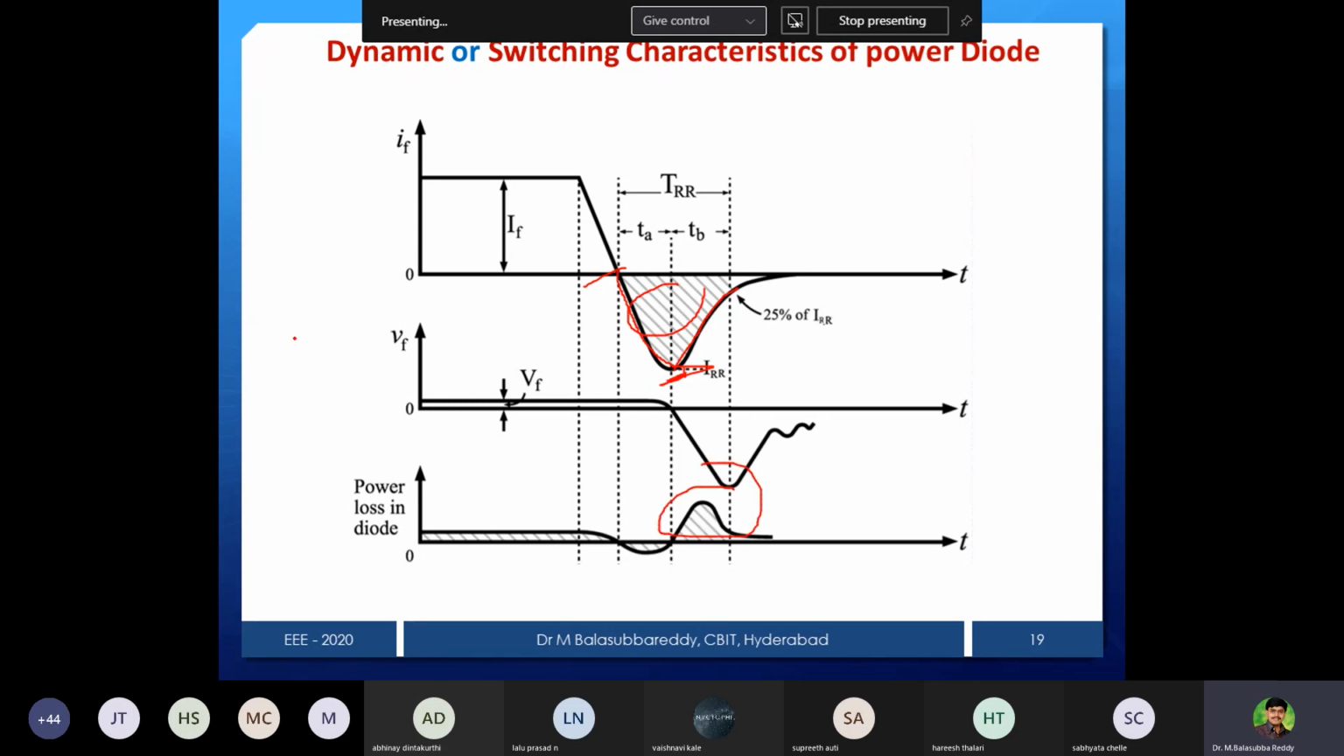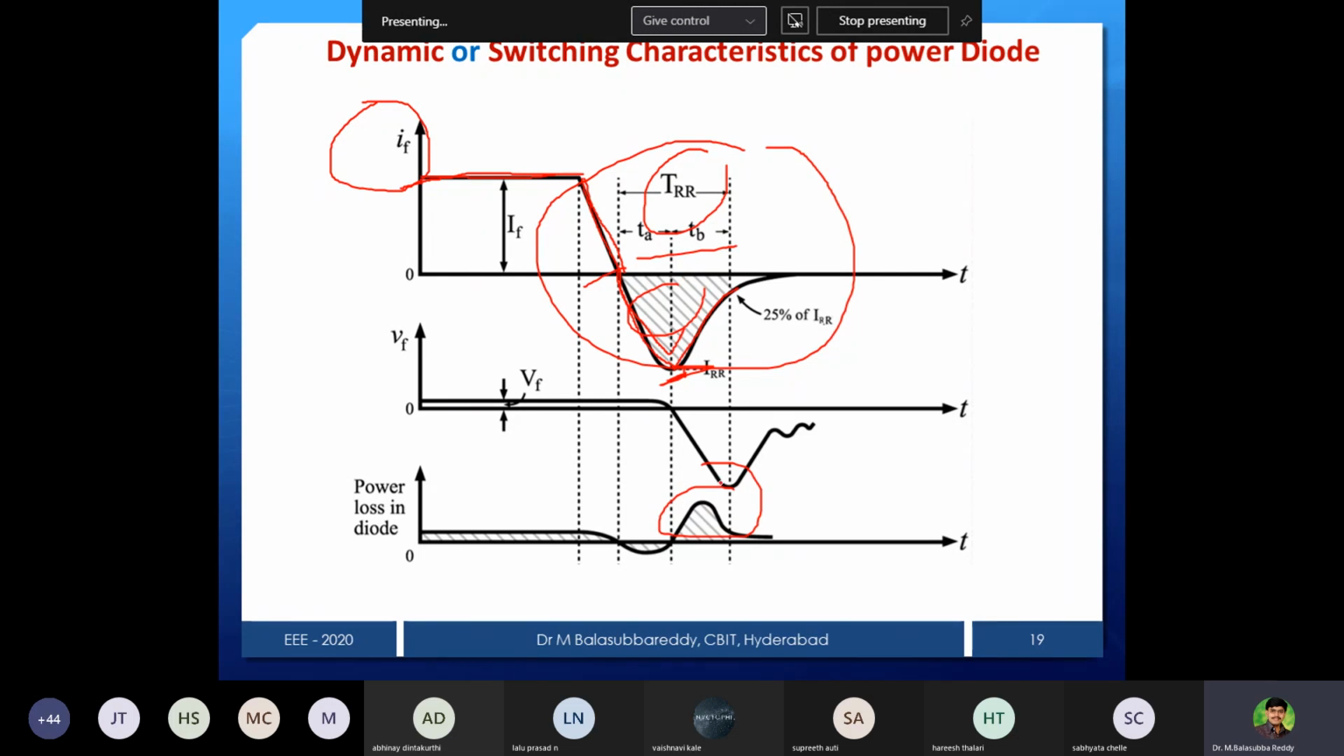Initially, I will show the theory part that I also added. There is a forward current because the device is in the on state. It will carry some current, be it the load current or whatever current you apply to that particular device. Then the reverse voltage is applied across it, the current reaches zero and then develops in the negative. These values, TA plus TB, give us the TRR, the maximum reverse recovery time.